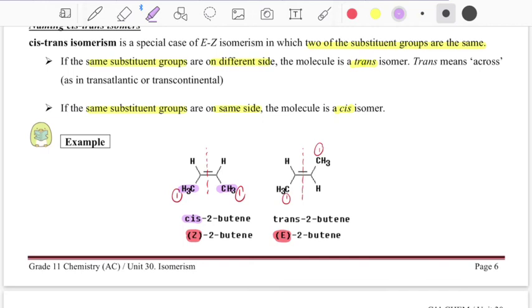For the molecule on the right hand side, if I highlight the two methyl groups, you can see the two methyl groups are on different sides of the double bond. Hence, it's called a trans isomer, so trans-but-2-ene.